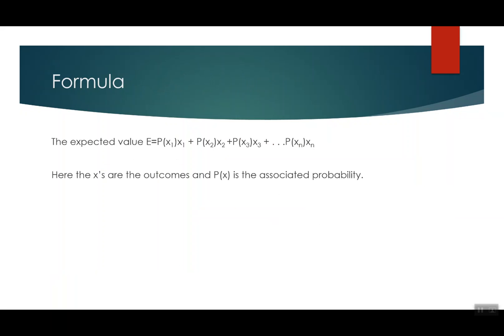The formula we have is the expected value, and I'm just going to call it E, would be the probability of the event times the outcome of the event. So P of x1 times x1, P of x2 times x2, P of x3 times x3, right? So we just take each outcome times the probability, add it all up. And then those products we add together to get our expected value.